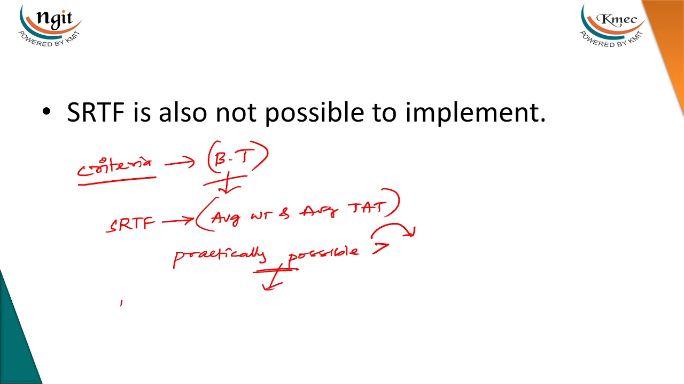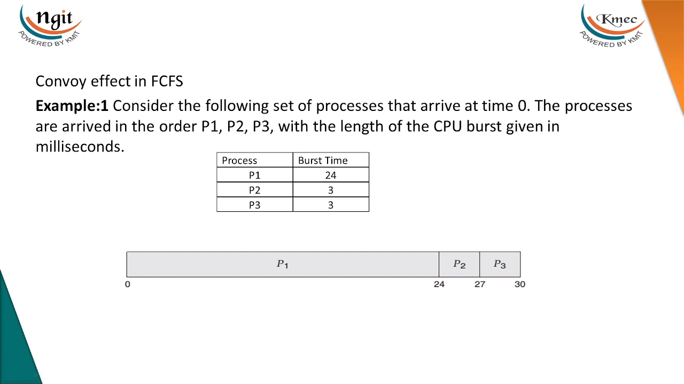Now let's see here: FCFS is practically implemented, round robin is practically implemented, priority algorithms are practically implemented, and the algorithms SJF and SRTF are not practically implemented. Okay, so next, let's see some special cases in all scheduling algorithms.